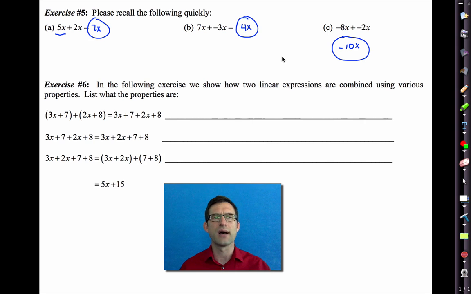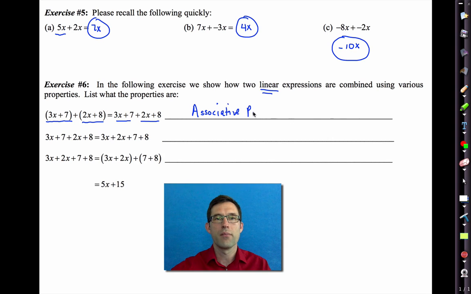It says, in the following exercise, we show how two linear expressions, we'll get into this word more, are combined using various properties. List what those properties are. So here, we want to understand why we can rewrite 3x plus 7 and 2x plus 8 without the parentheses, right? Why can we do that? Because with the parentheses, it means that we're adding these two first, adding these two first, then adding the totals together. Without parentheses, it really means I'm doing 3x plus 7 plus 2x plus 8. So what gives us permission to add in any order we want? That's going to be the associative.